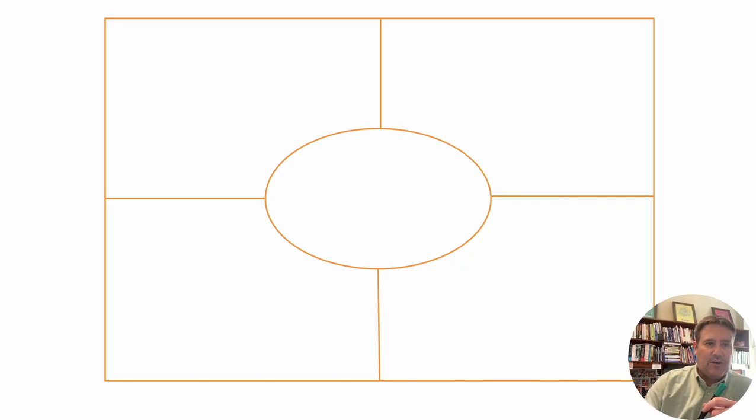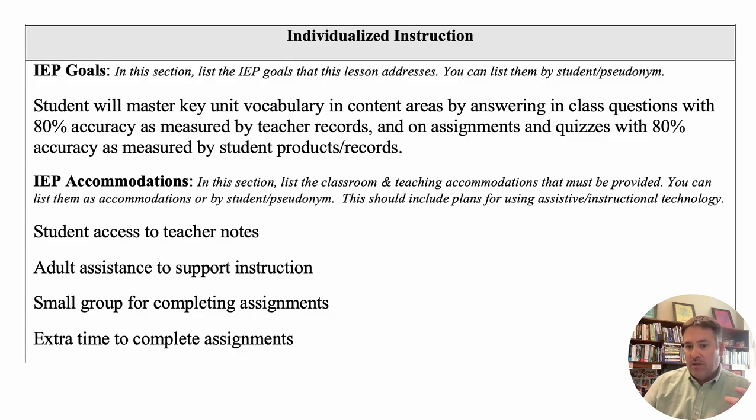So as I'm putting together my lesson plan, within my lesson plan are the specific IEP goals. I've got a goal for a student. The student will master key unit vocabulary in content areas by answering in-class questions with 80% accuracy as measured by teacher records and assignments on quizzes with 80% accuracy as reported by records. And I've got some IEP accommodations here, like access to teacher notes, adult assistance, small group for completing assignments, and extended time. This is differentiation and SDI in action.